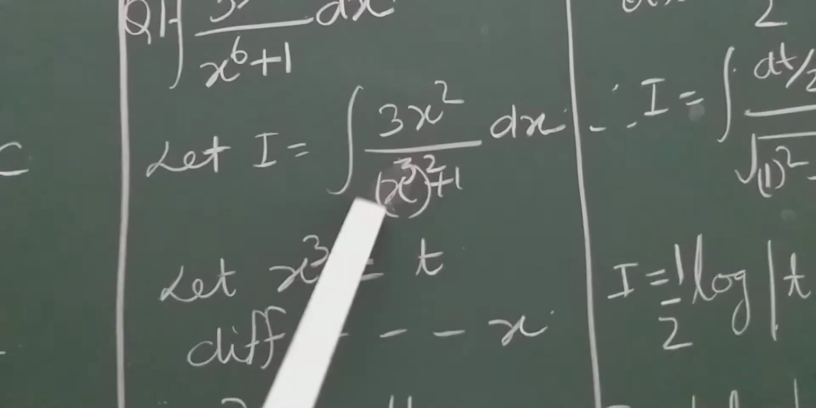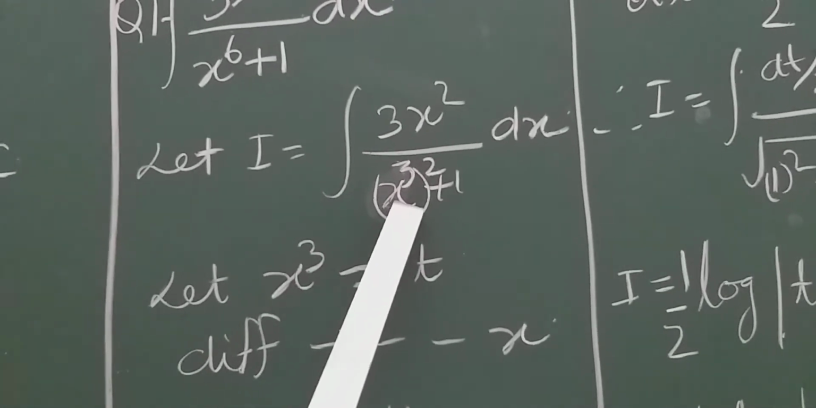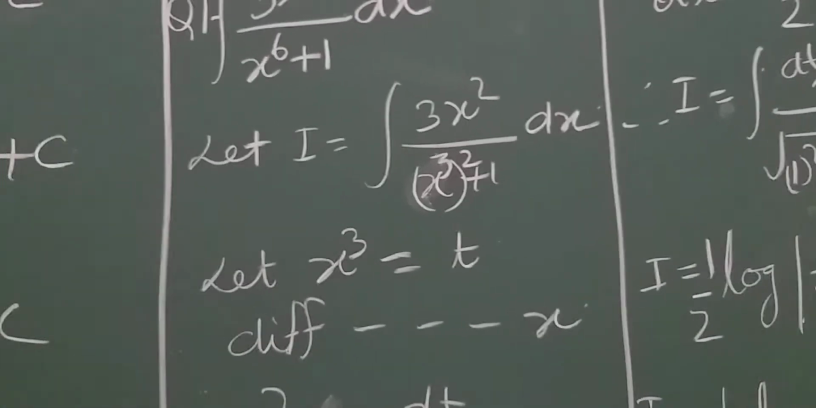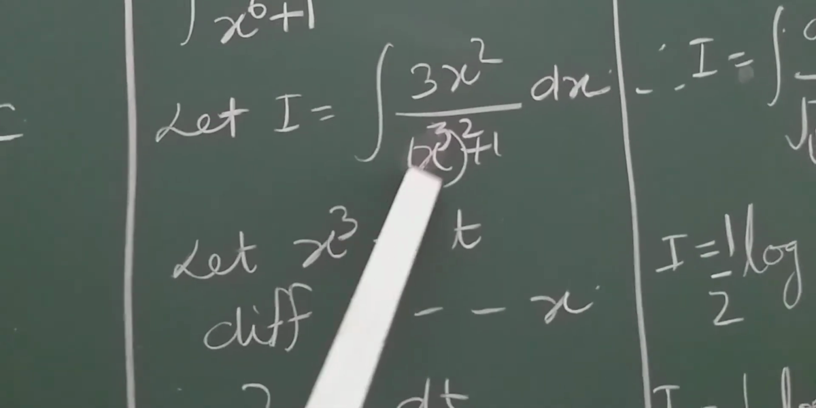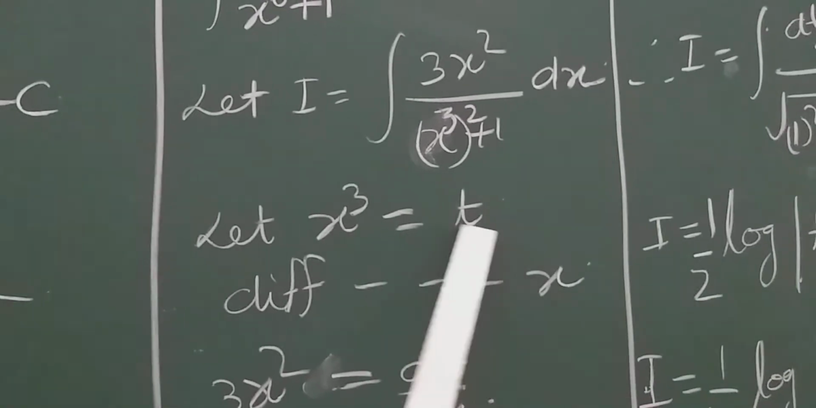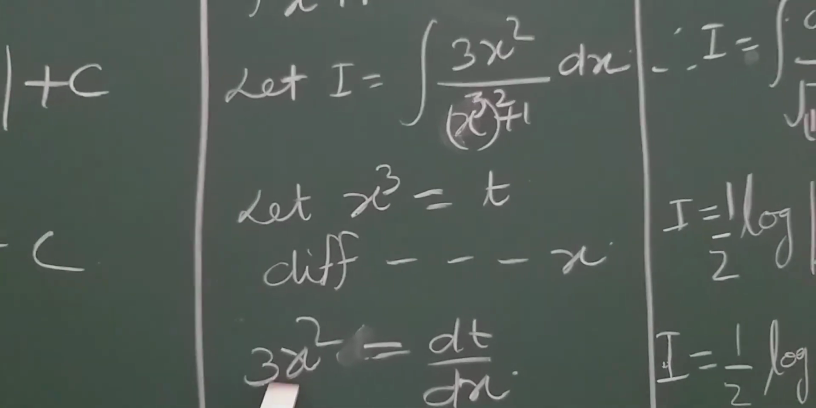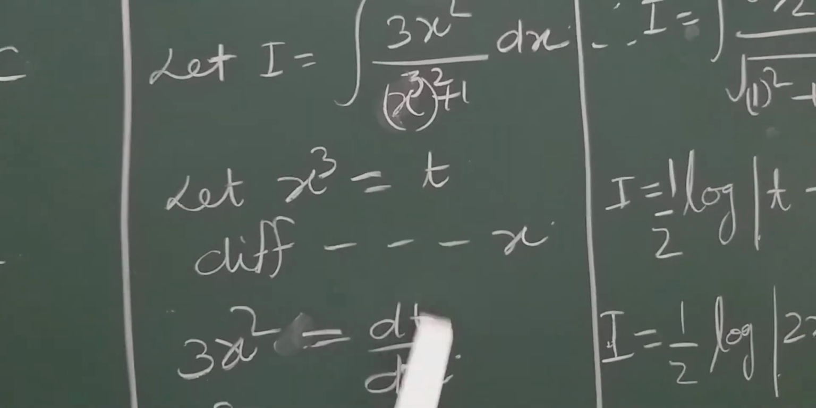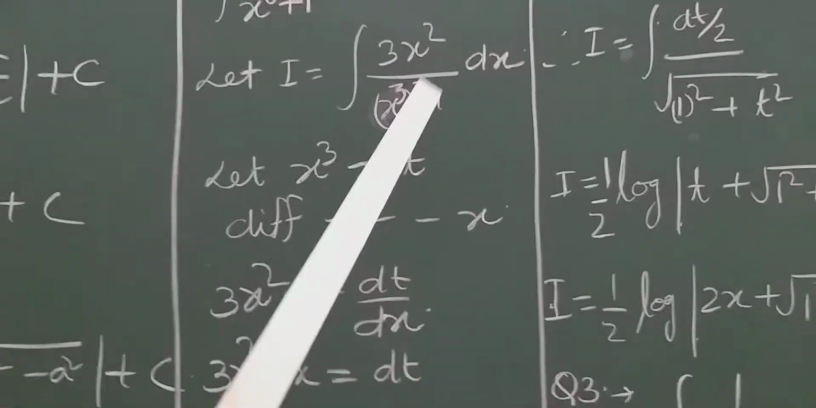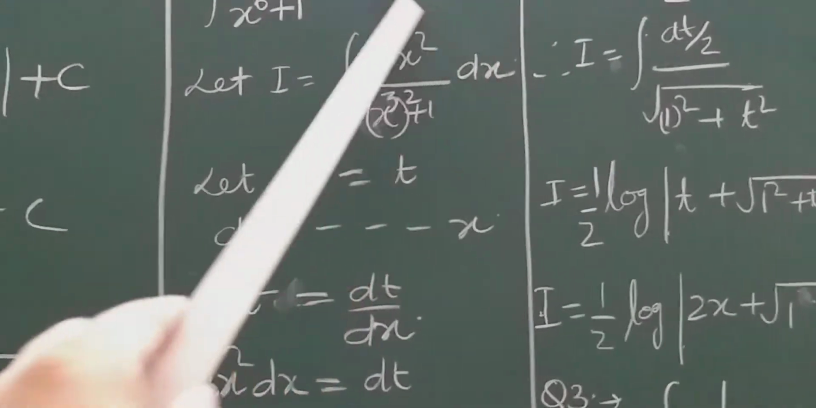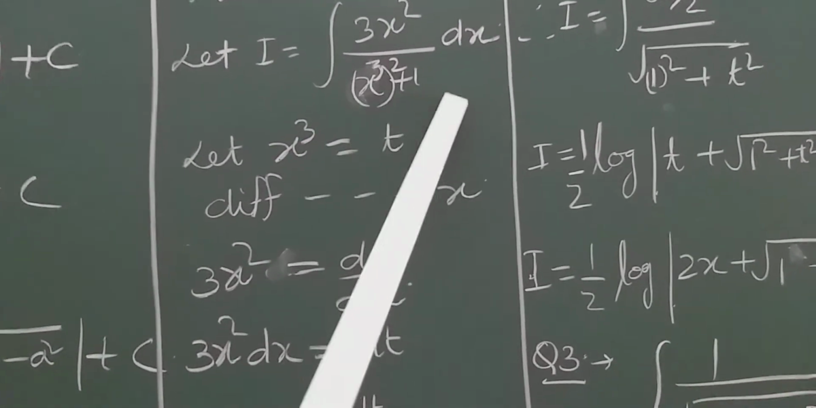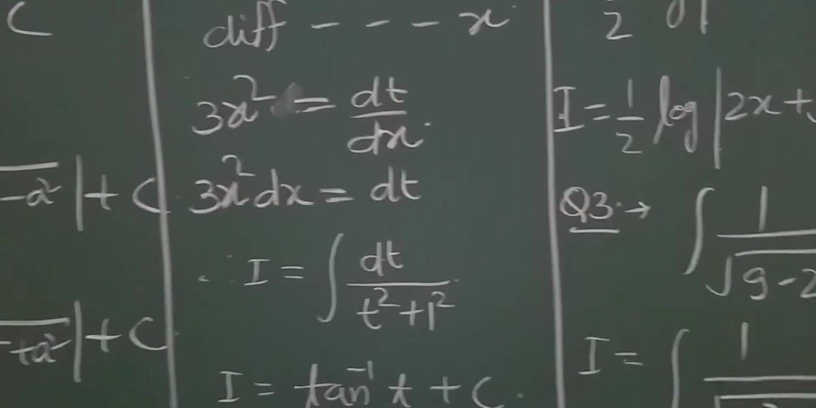Now students, if we suppose x cube as t, then its derivative is 3x square. Okay? So we suppose x cube equals t. When we differentiate with respect to x, its derivative 3x square equals dt by dx. So 3x square dx equals dt. So in place of 3x square dx, we can write dt, and in the denominator it will become t square plus 1.